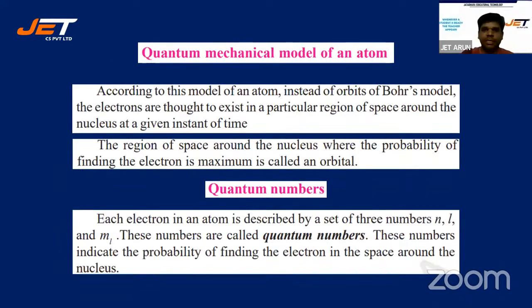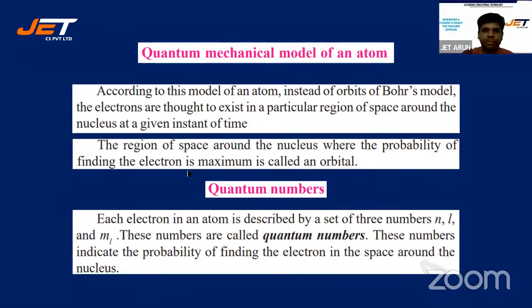Now let's understand the quantum mechanical model of an atom. According to this model, instead of orbits of the Bohr's model, the electrons are thought to exist in a particular region of space around the nucleus at a given instant of time. This region of space around the nucleus where the probability of finding the electron is maximum is called an orbital. All right, now we have moved from calling it an orbit to an orbital. An orbital is not a fixed, precise path of the electron, whereas it is a region of space where the probability of finding the electron is maximum.